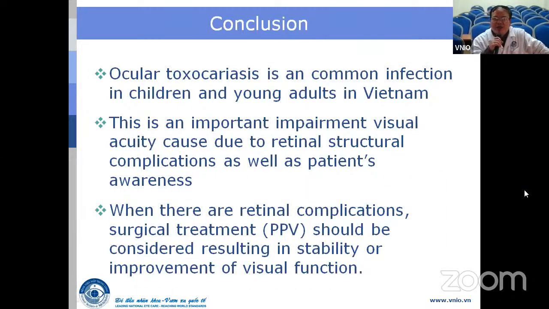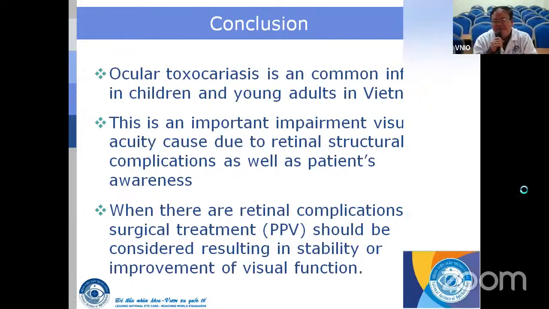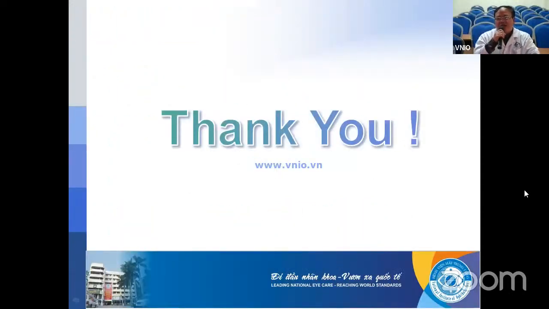As a conclusion, ocular toxocariasis is a common infection in children and young adults in Vietnam. You know that we eat fresh vegetables or fresh meat, raw meat, also in some regions in Vietnam. The important impairment of visual acuity is caused by retinal complications. And when there are retinal complications, we do the surgical treatment. PPV should be considered for preserving stability or improvement of visual function. I thank you for your attention.